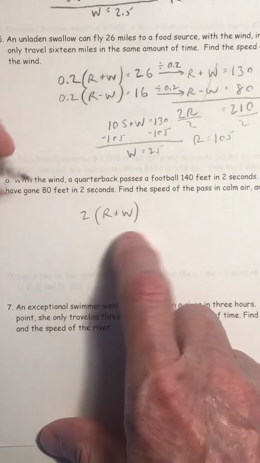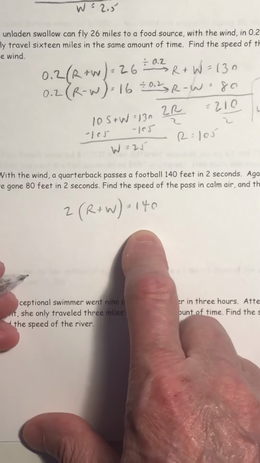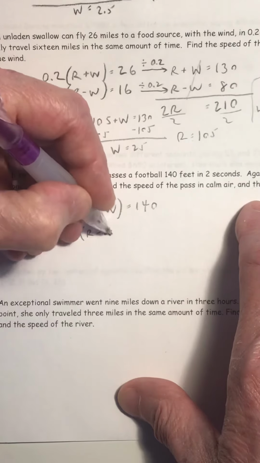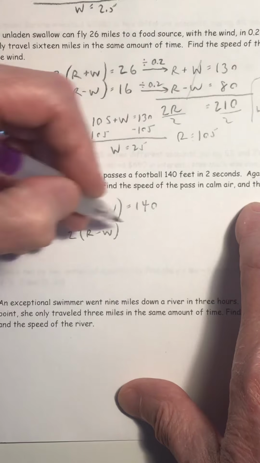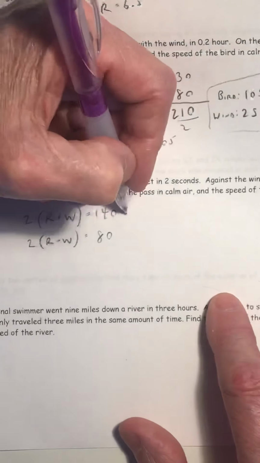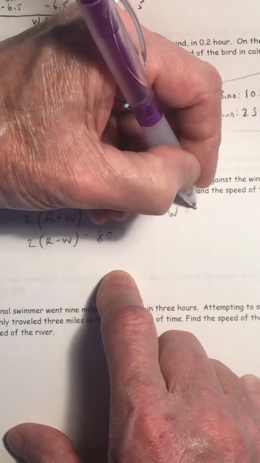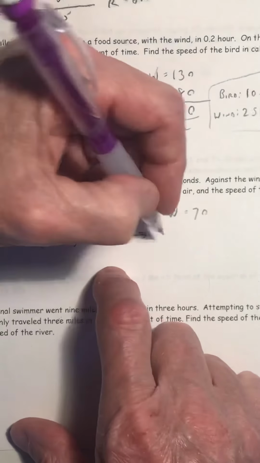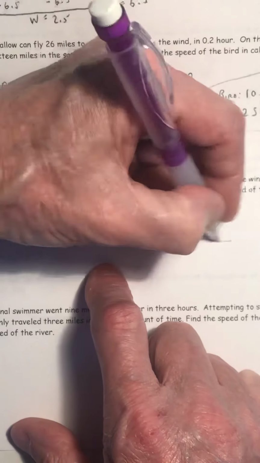2 seconds times that speed got him 140 feet. Against the wind, that's that speed. Same pass would have gone 80 feet in 2 seconds. 2 seconds again, this time only 80 feet distance. So divide both sides of this by 2. You get R plus W is 70. 140 divided by 2, 70. Divide both sides of this by 2. We get R minus W equals 80 divided by 2 is 40.